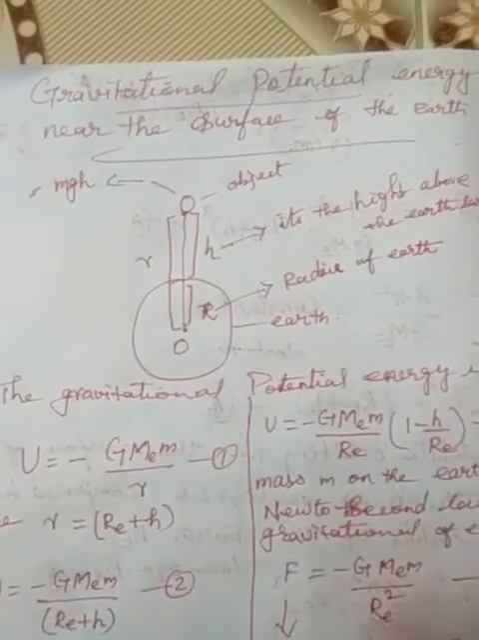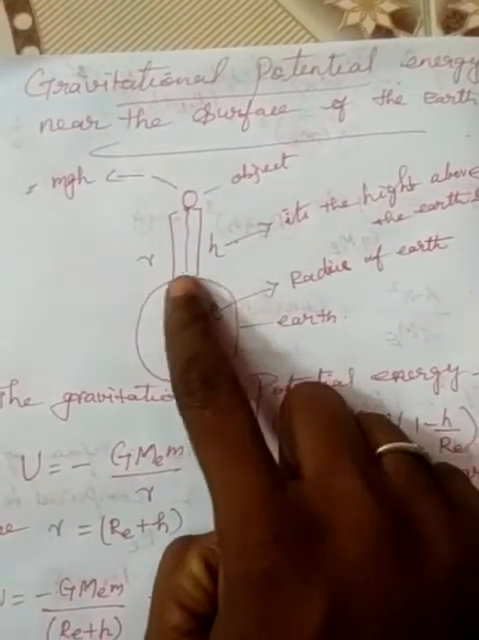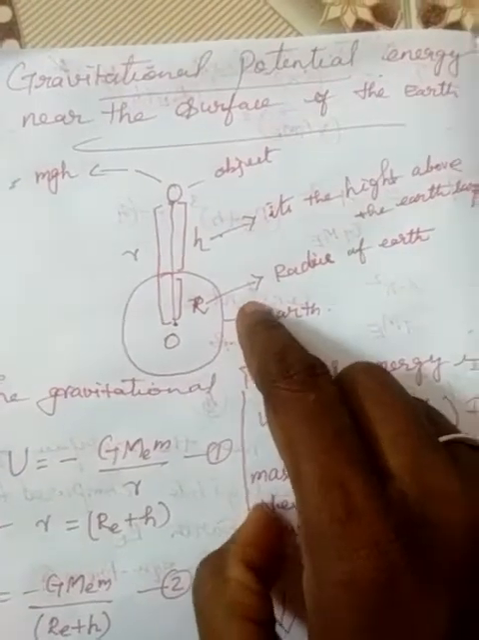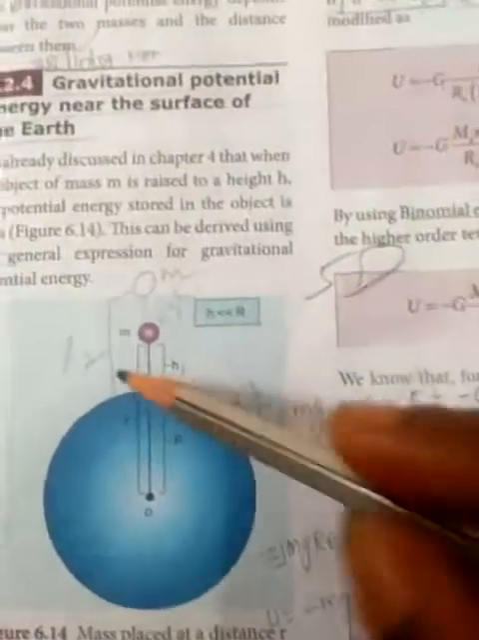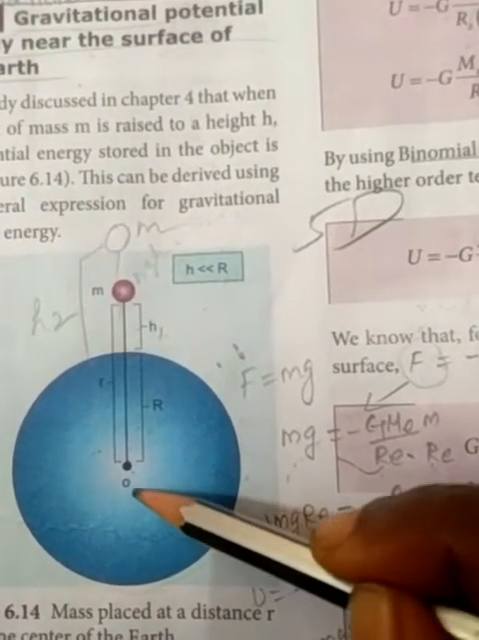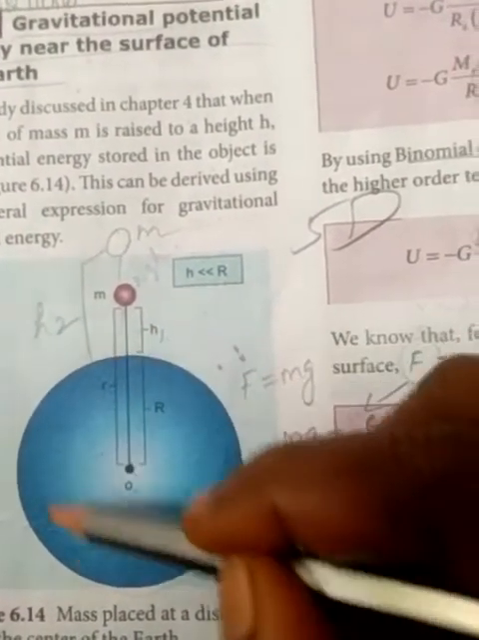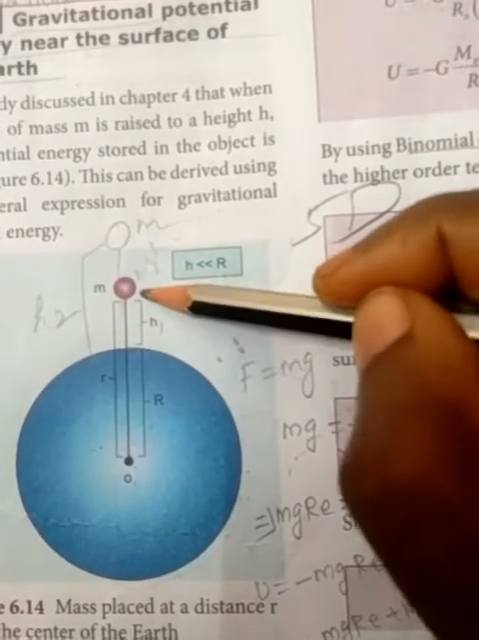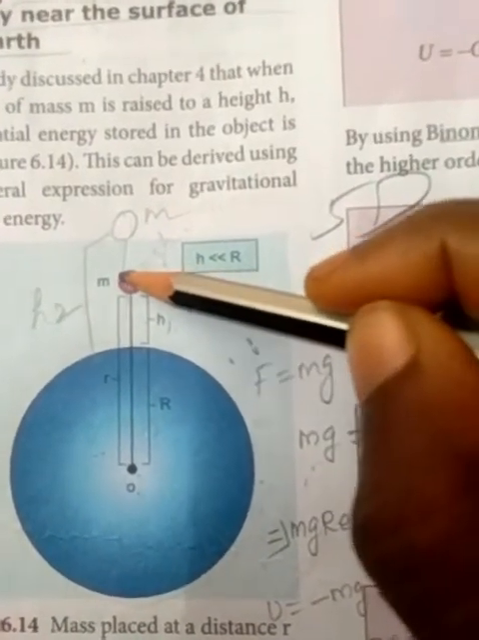Okay, so now we are considering the earth. This is the earth, as you see in your book diagram. The earth is a center point. I put O. At some height above the earth's surface, I keep one object.